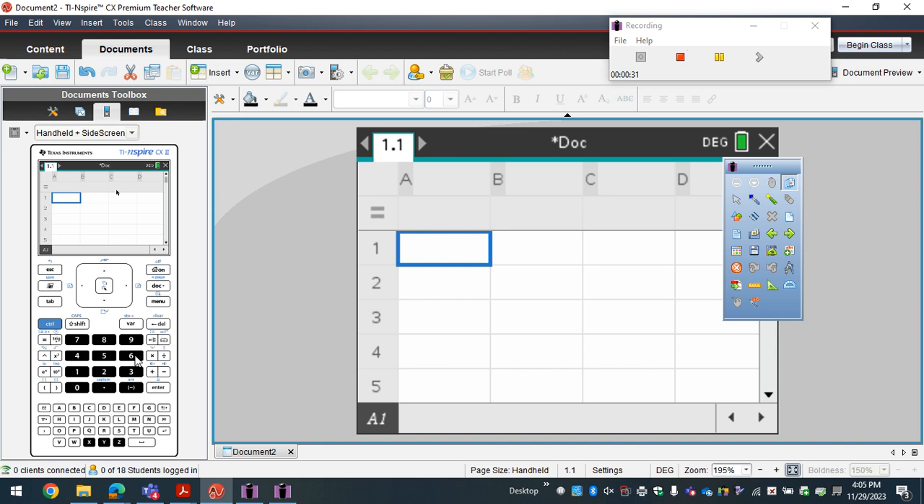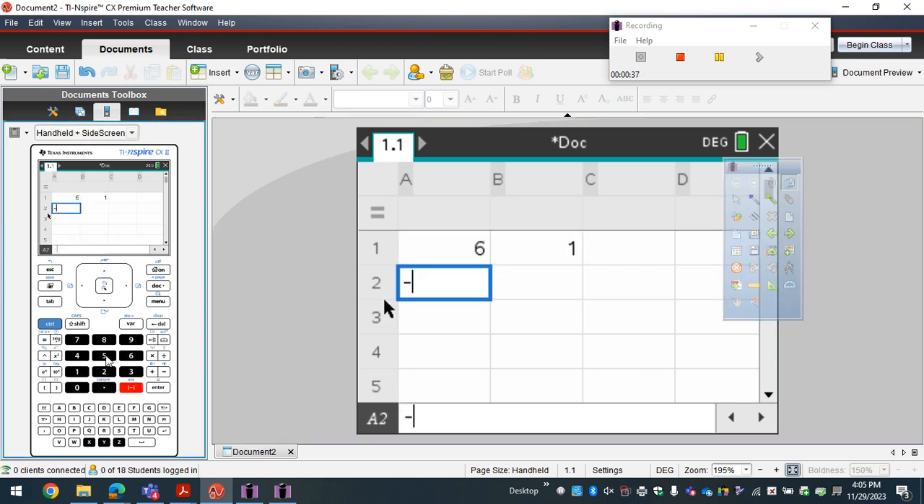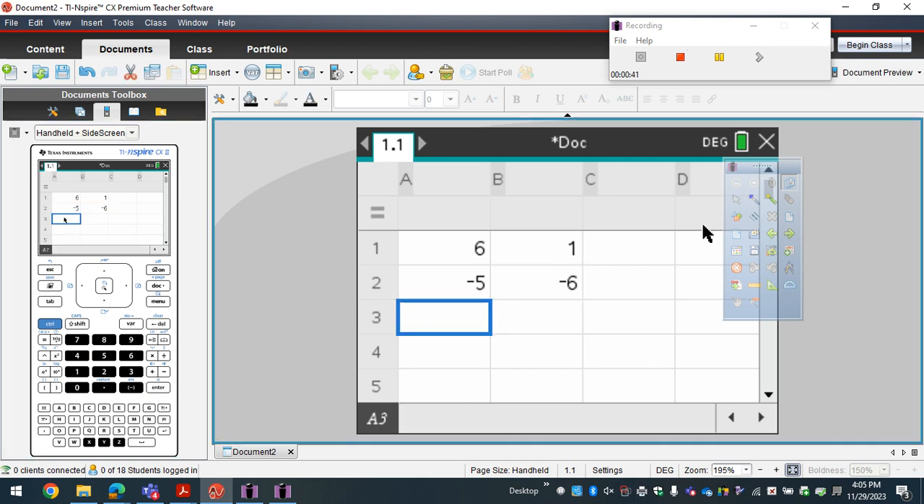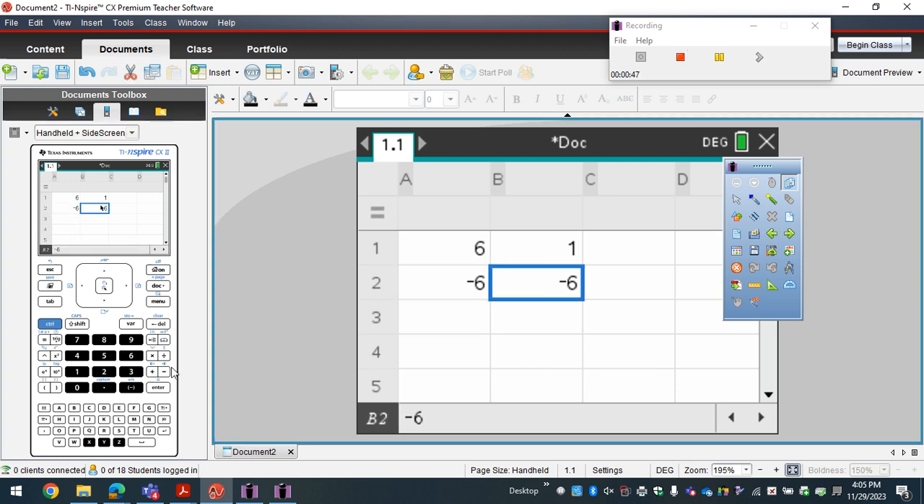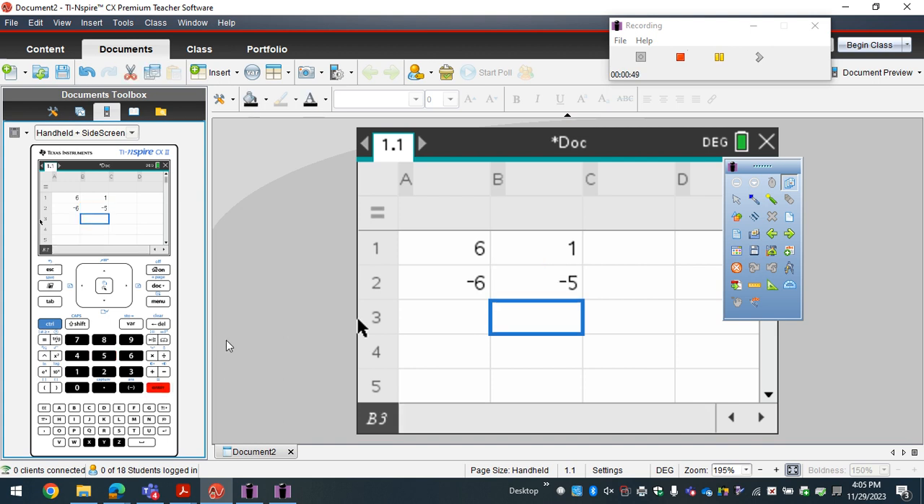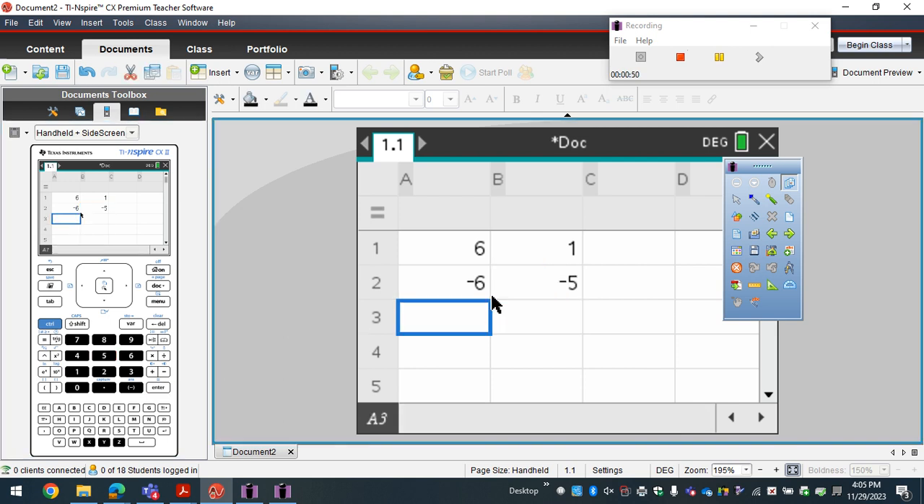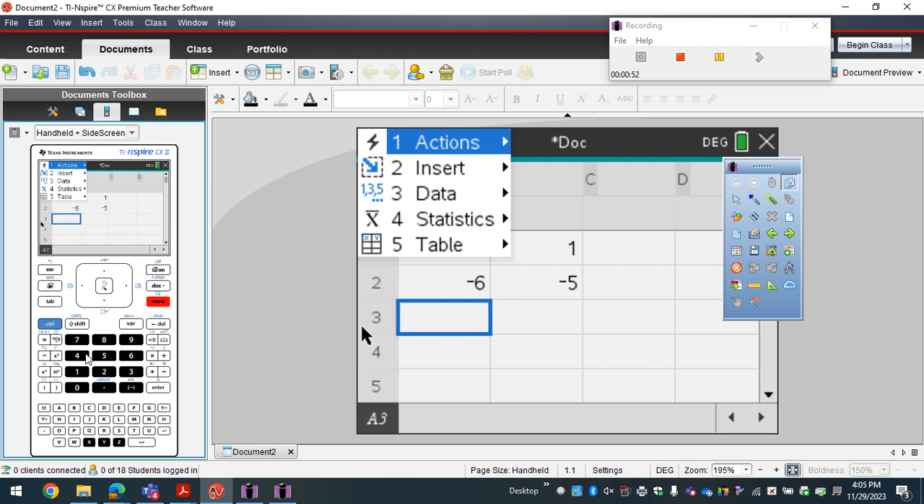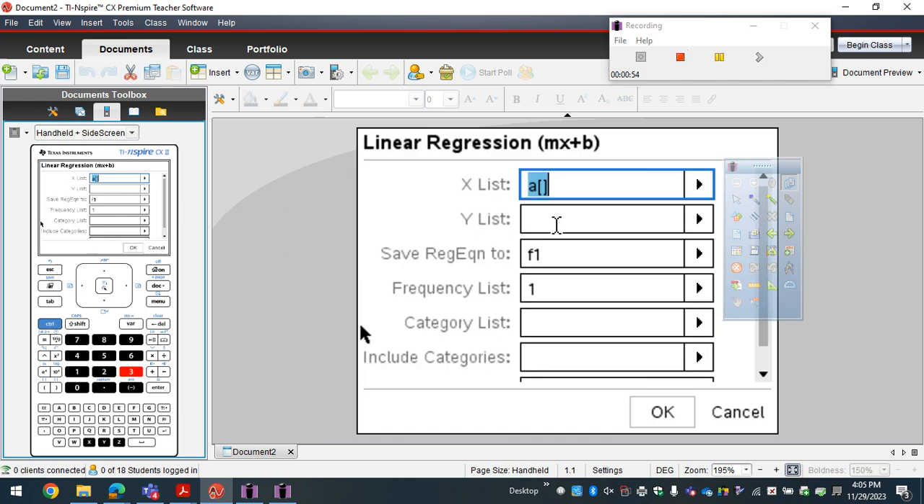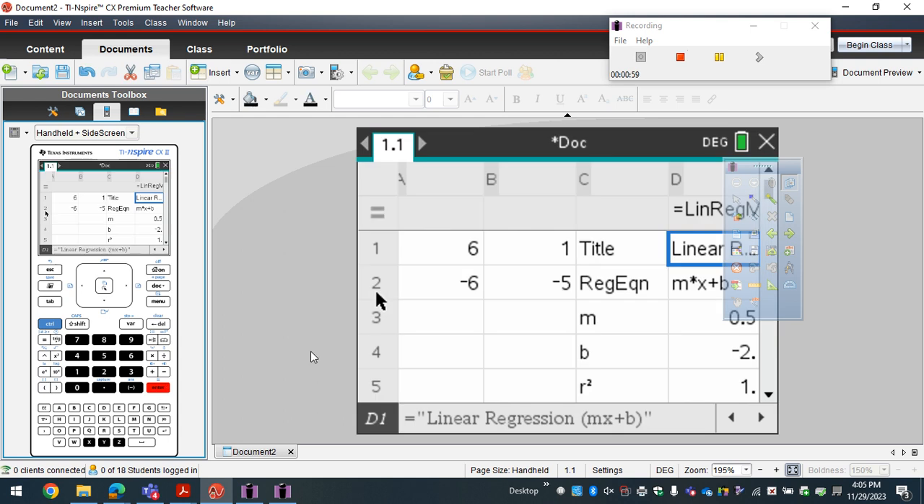I believe it's 6, 1, -5, -6. Come down here, let me just double check. Actually, it's 6, 1, and -6, -5. Okay, and we're going to come out here and go to menu 413. And then it's going to be here, and then control this left-hand side, enter, enter.